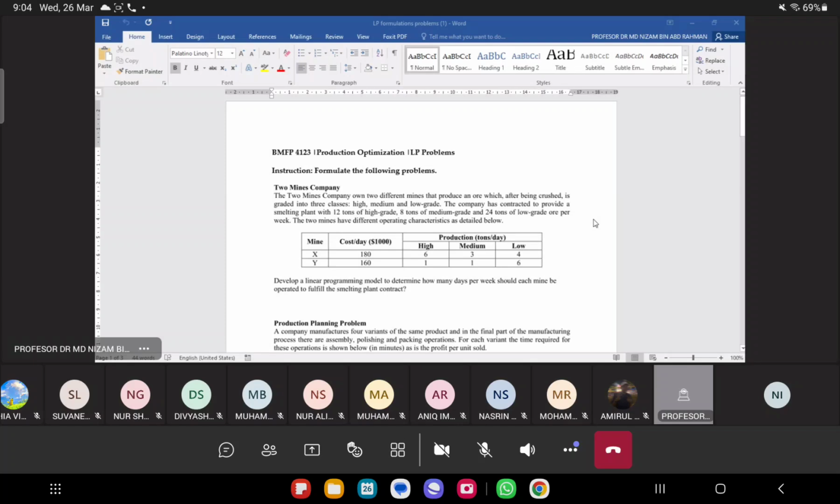Two mines company, two different mines, with products which are being crushed and sorted into three grades, high, medium and low grade. The company has contracted to provide a smelting plant 24 per week.